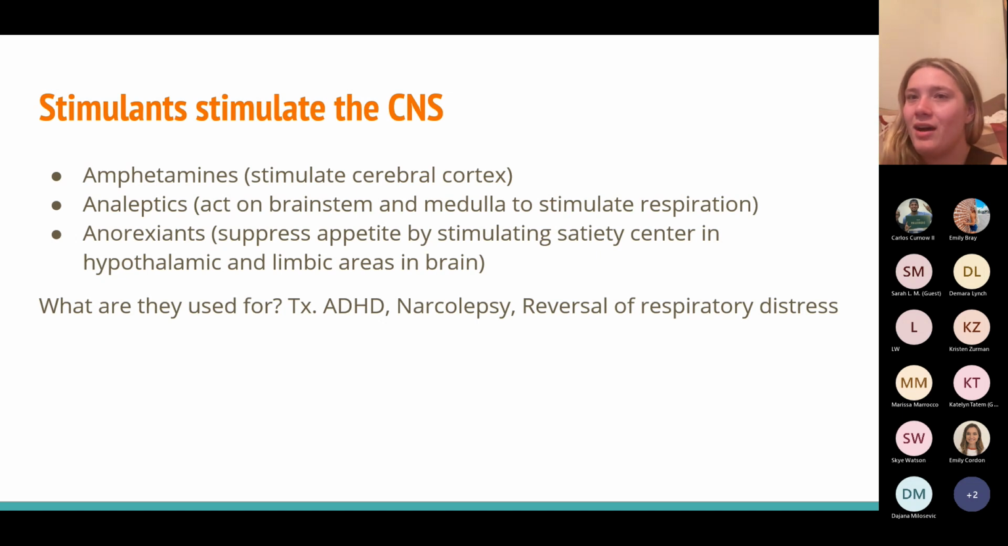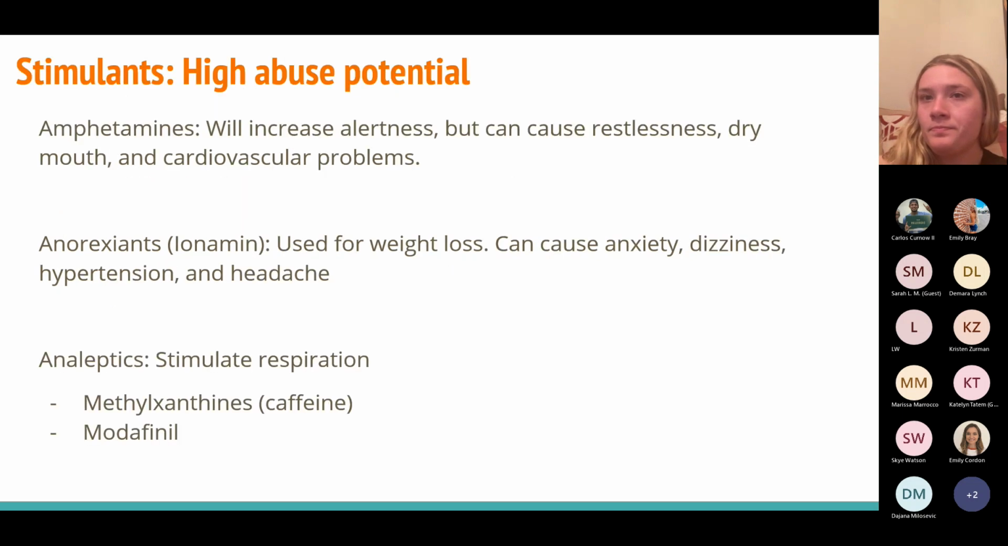So our stimulants, what do they do? They stimulate the CNS. This can be our amphetamines, our analeptics, anorexiants, etc. Lots of different uses. They can be used for more cognitive and behavioral issues such as ADHD or narcolepsy, which we talked a lot about in Complex Health 1, and to help reverse respiratory distress. One thing about stimulants, they have a very high abuse potential, so they're usually used cautiously.